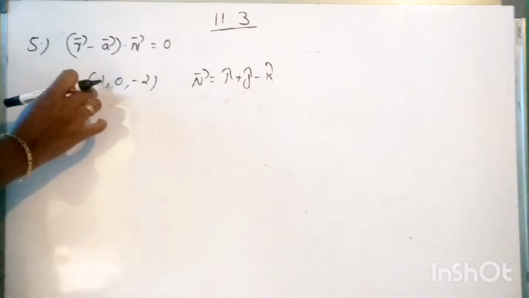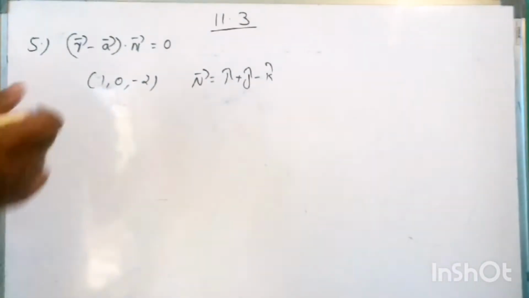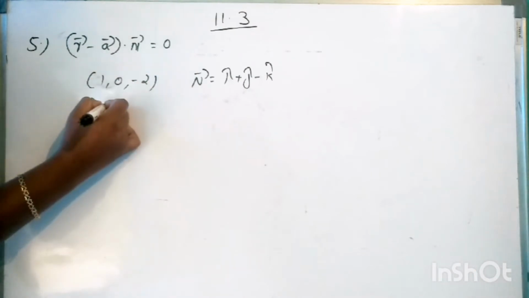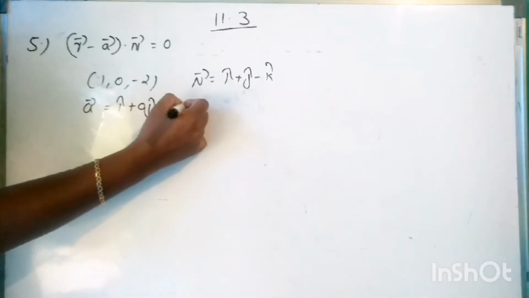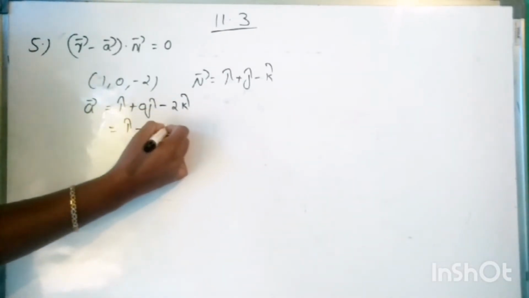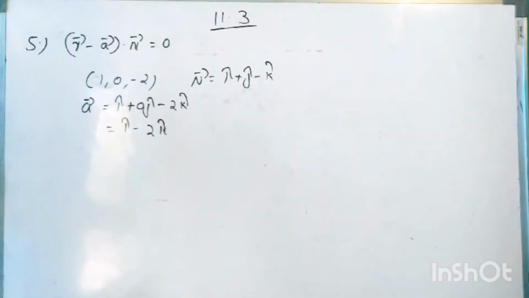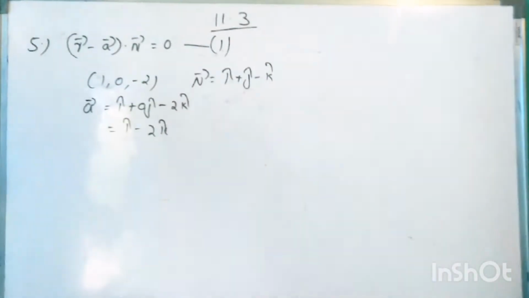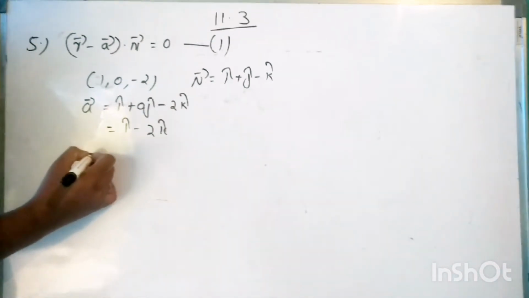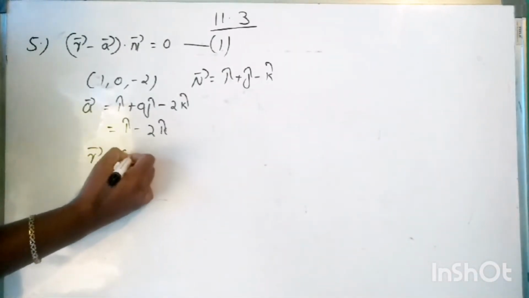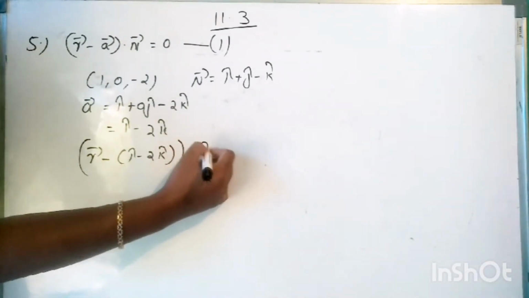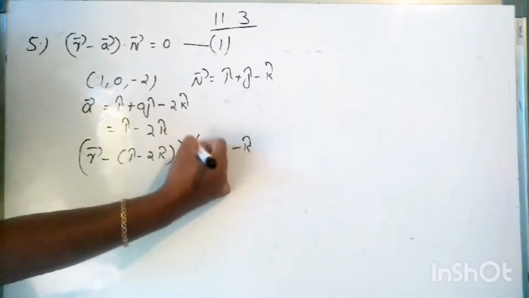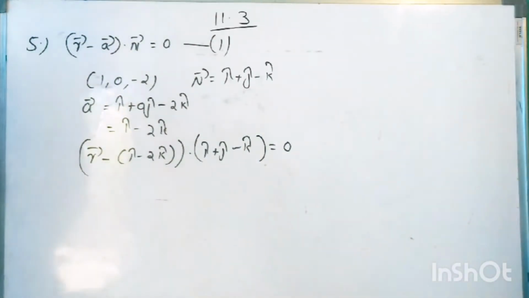Then the vector corresponding to the point (1, 0, -2), that is a vector, is i + 0j - 2k, that is i - 2k. So we have n vector and a vector. Just substitute them in equation number 1. We will get (r vector minus (i - 2k)) dot (i + j - k) is equal to 0.